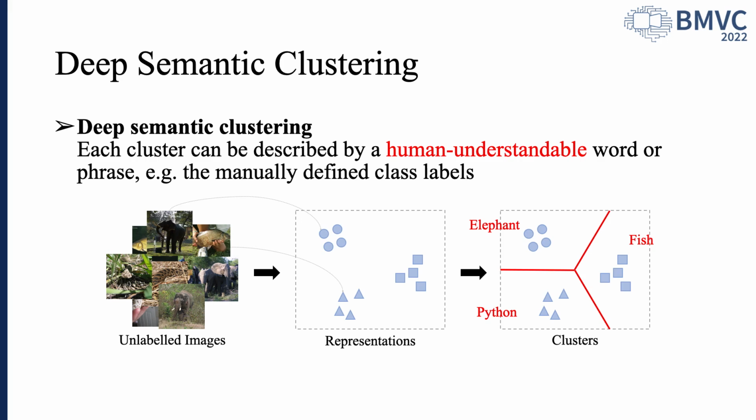To that end, we investigate the task of deep clustering in terms of the consistency between the learned clusters and the manually defined semantic classes. In this case, each learned cluster can be described by a human understandable word or short phrase like the class labels.